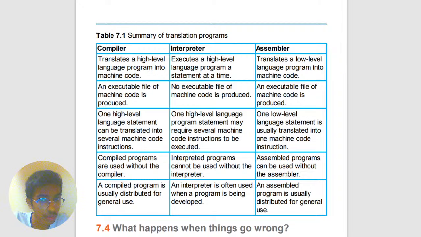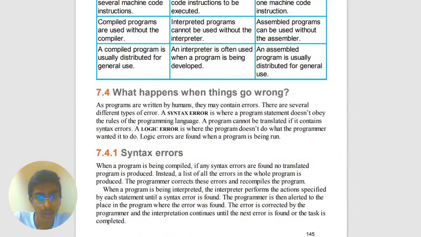Compiled programs can be used without the compiler. Interpreted programs cannot be used without the interpreter. Assembled programs can be used without the assembler. So you can see the compiler and assembler are quite similar because they are both dealing with converting to machine code. A compiled program is usually distributed for general use. An interpreter is often used when a program is being developed, and finally, an assembled program is used for general use.